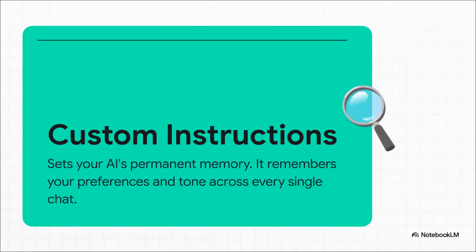This leads us to your new secret weapon, something called custom instructions. Think of this like the onboarding packet you'd give a new employee. You set it up once, and from then on, the AI remembers who you are, what you do, and how you like to communicate in every single chat. This is how you stop repeating yourself over and over again. It's a total game changer.